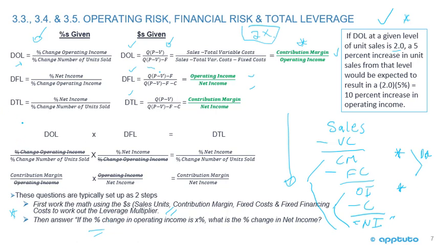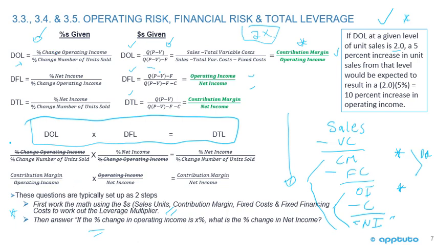So the next thing to understand is that if we look at this formula here, the degree of operating leverage times the degree of financial leverage equals the degree of total leverage, okay? And you can see I've just taken the formulas from above.